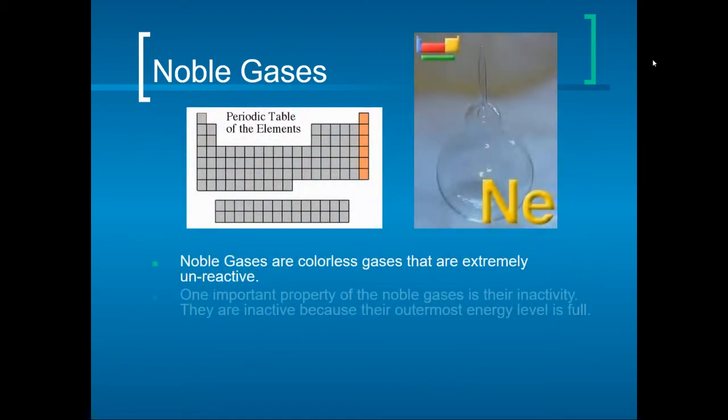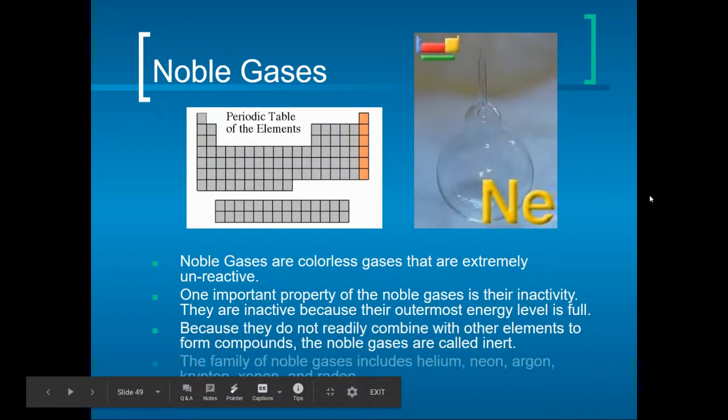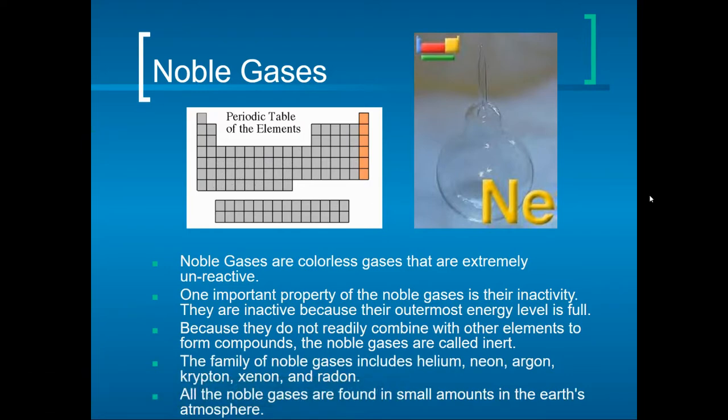And then the last family is going to be the noble gases. And we call them noble gases for a very particular reason. They're called noble gases because they do not react with other elements. They do not like to socialize with all these other elements on the periodic table. They're full. Their outer shell has 8 electrons. They don't need any more. So this is the most unreactive family on the periodic table.